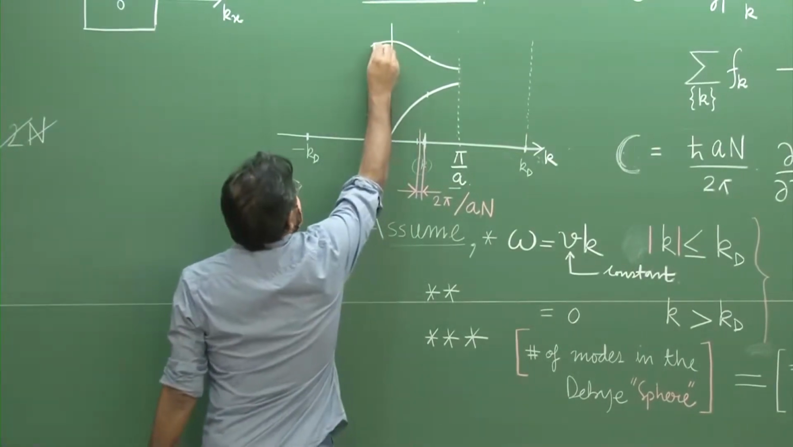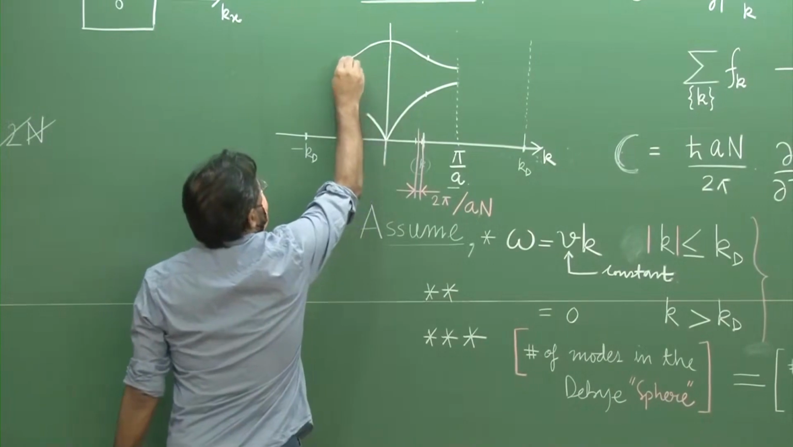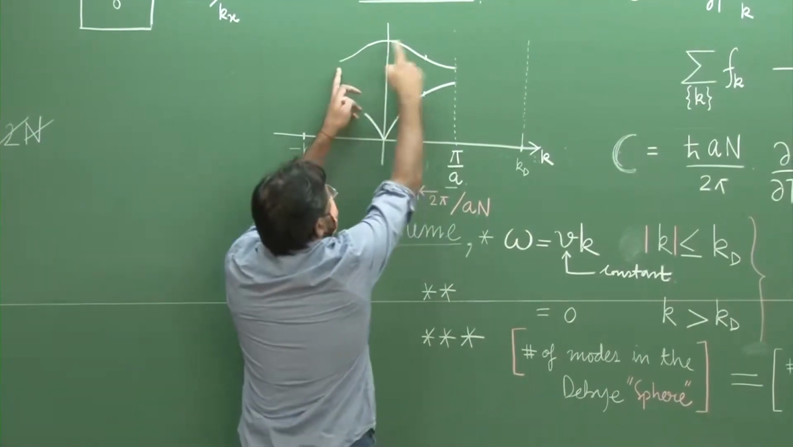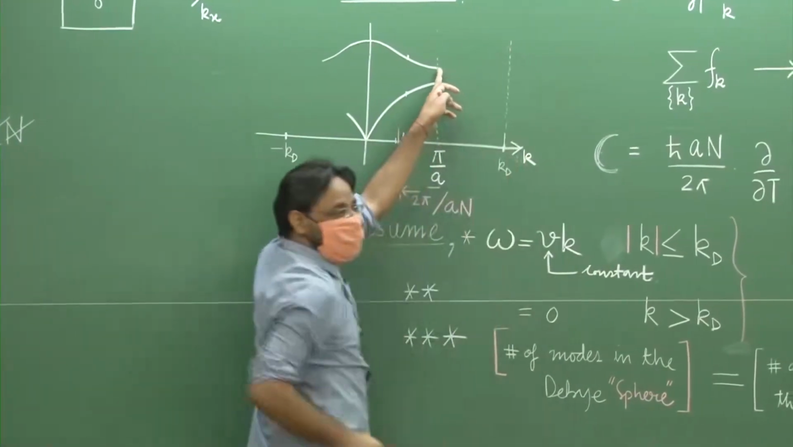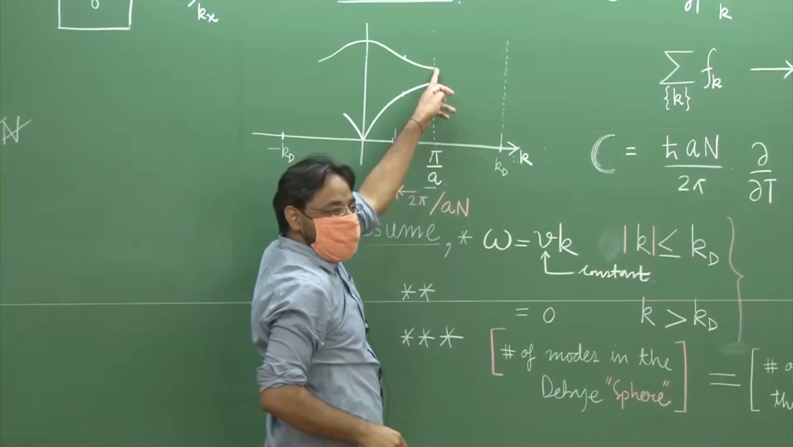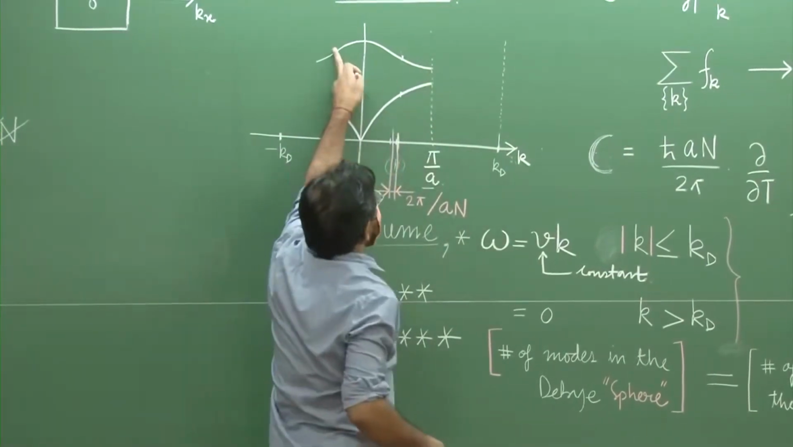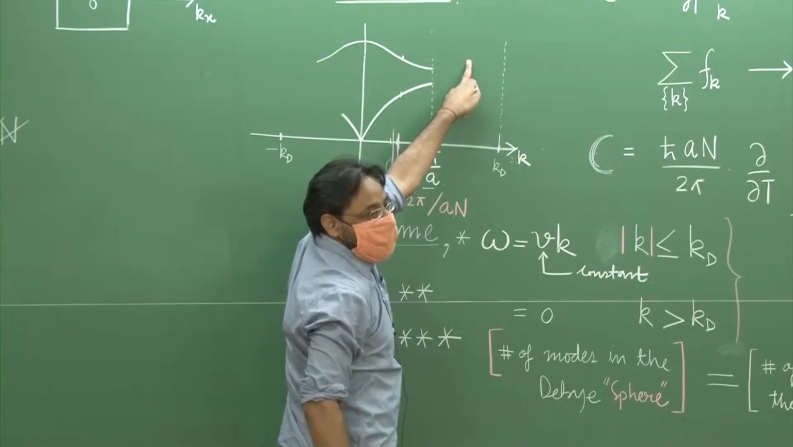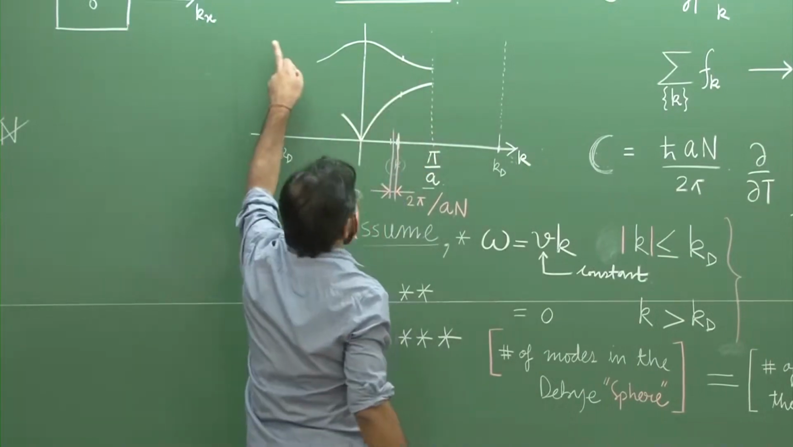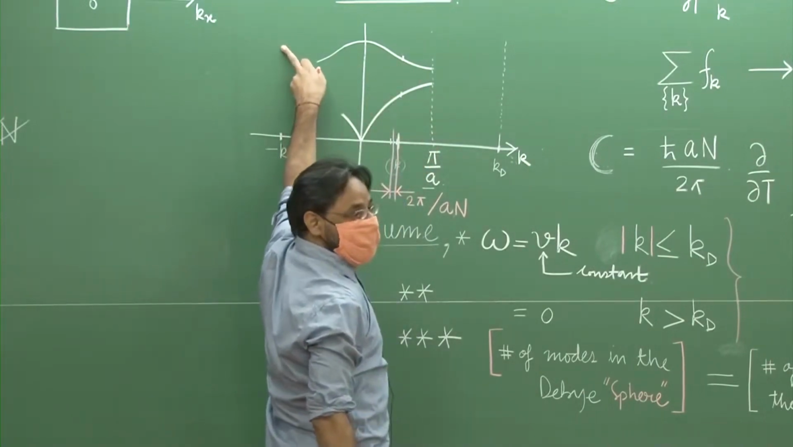Now, I showed you the other day that you can take this branch over here. This is the second Brillouin zone, right? You can transport it from here to here by adding 2π/a. You can take this into the second Brillouin zone by adding minus 2π/a.